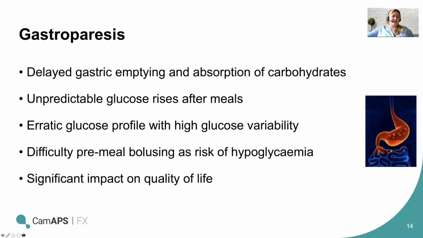And the problem with that, particularly when you're trying to match insulin with carbohydrate, is that you get these unpredictable glucose rises after meals, or sometimes if there's vomiting, you can have drops in glucose if you've already had the insulin for what you've eaten. So you get this erratic glucose profile with really high glucose variability. And difficulty with pre-meal bolusing, because often people will say, I just wouldn't dare to have my insulin before I ate because they're worried about the hypos. And overall, it can be pretty miserable for people, a real significant impact on quality of life.